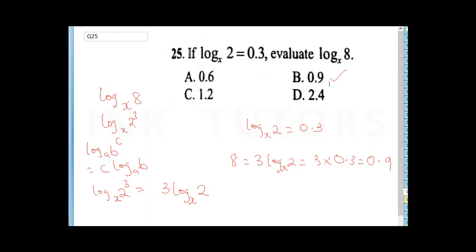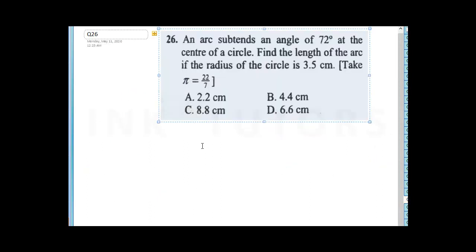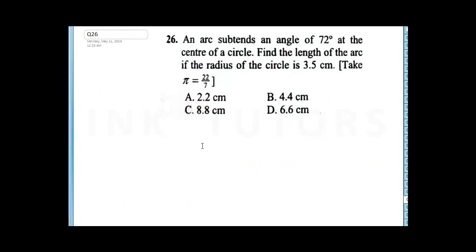Okay, the next question, that's question 26, says an arc subtends an angle of 72 degrees at the center of the circle. Find the length of the arc if the radius of the circle is 3.5 cm. First of all, you need to know the formula for finding the length of the arc, which is theta over 360 times 2πr. So now our angle is 72 over 360 times 2 times 22 over 7.